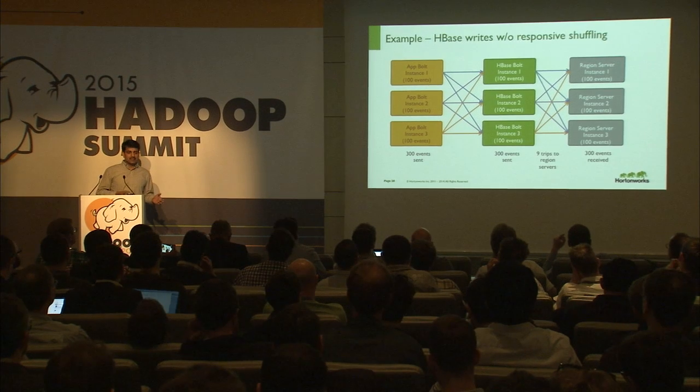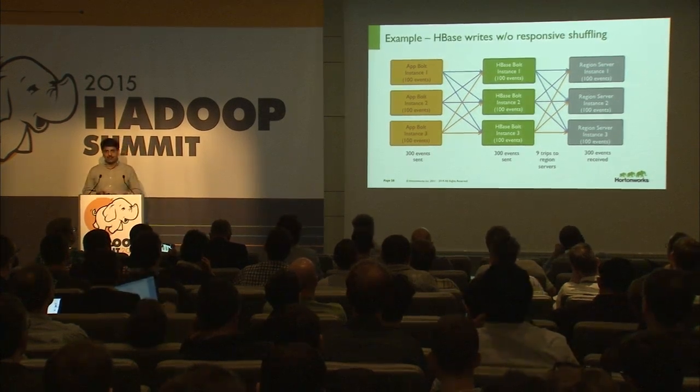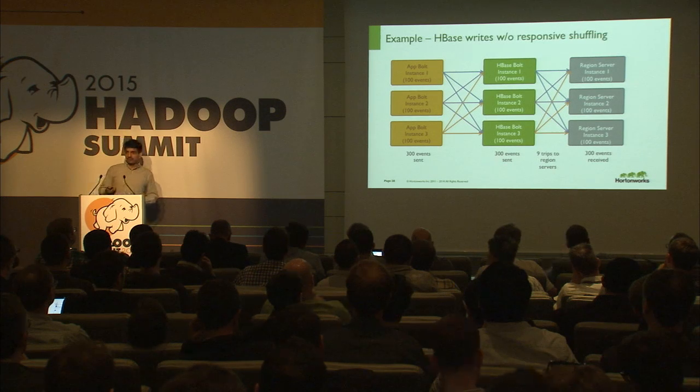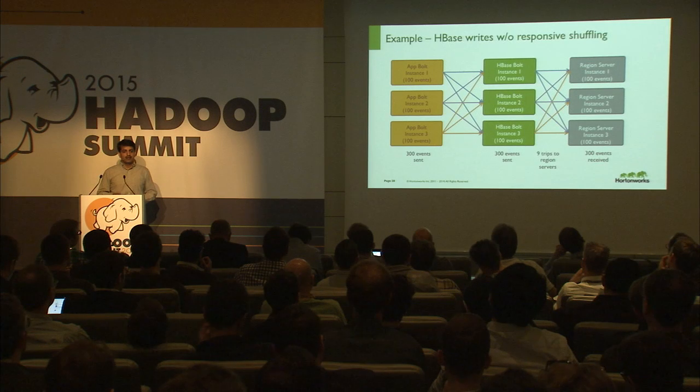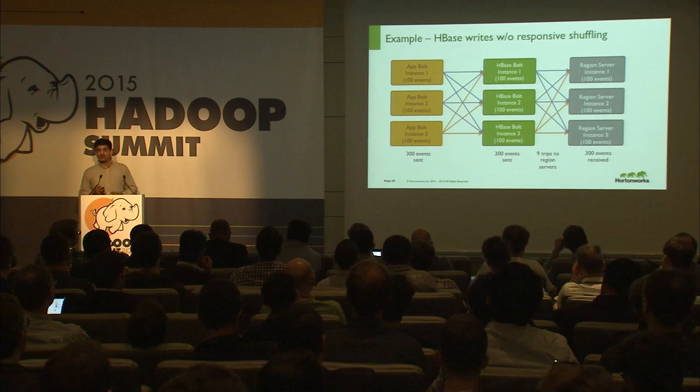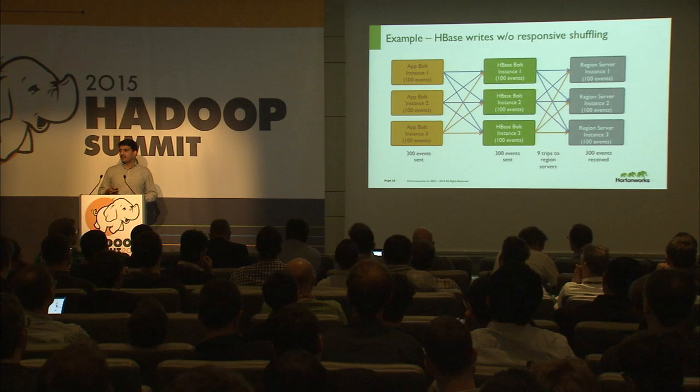So in this example, you'll see that you're processing 300 events on the application bolt, then sending 300 events to the HBase bolt, which is again processing 300 events, and finally 300 events are getting persisted. But when you talk between HBase and region servers, you are making 9 trips to the region servers, which means that you have more fragmentation, more network communication, and you are doing less with more talking.